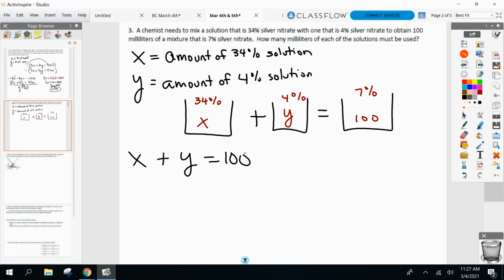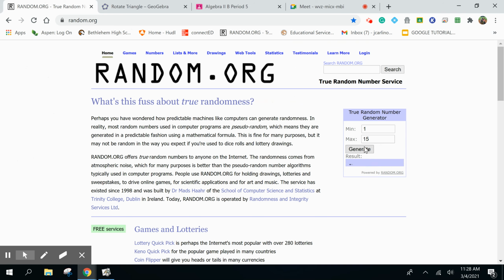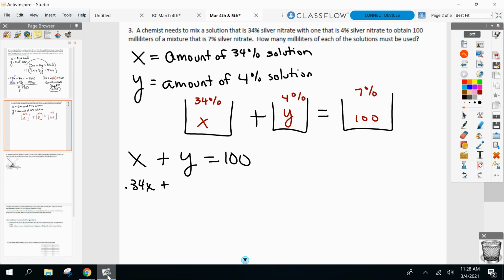Where's the second equation come from? Now you apply the percents to each. Apply the percents. So 0.34x plus, be careful here. If you write 0.4y, that's 40% y. How do I write 4% y? Colin, how do I write 4%? Not 0.4, but 0.04. 0.04y. Is everyone all right before I get to the end here?